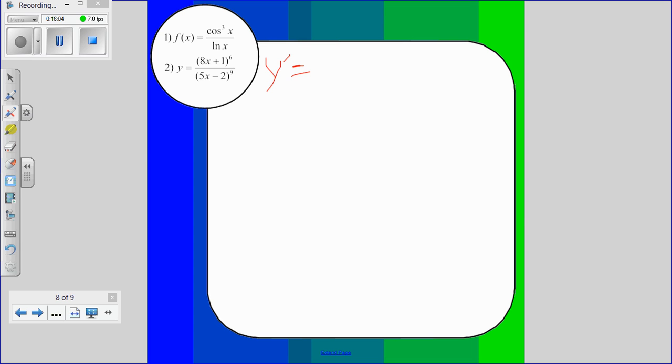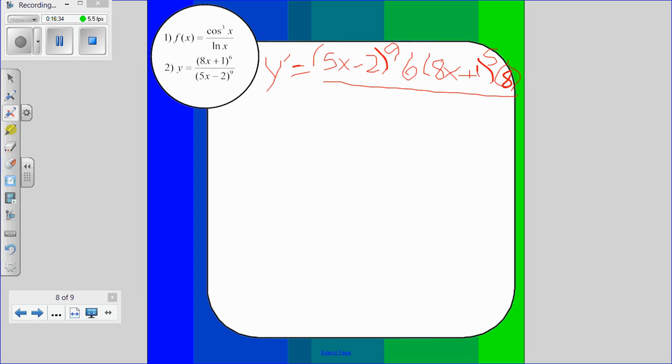Y prime equals bottom, 5x minus 2 to the ninth. Remember, the bottom does not change. It's very important which one you subtract on this. So low D high, right? Bottom times the derivative of the top. That's going to be 6 times 8x plus 1 to the fifth times 8 by the chain rule.